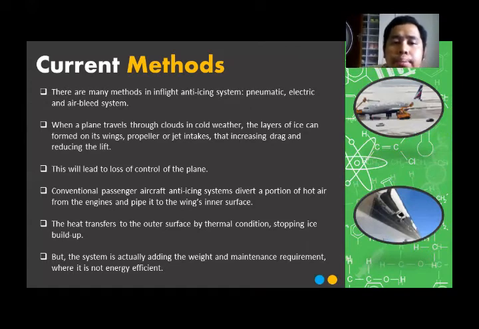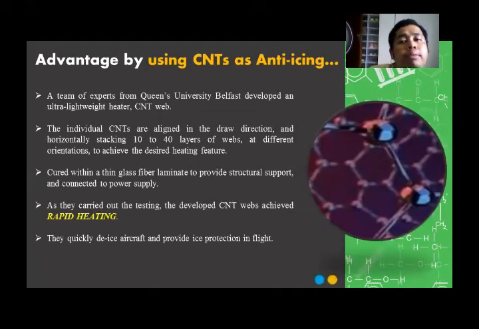The conventional passenger aircraft anti-icing system diverts a portion of hot air from the engine and pipes it to the wing surface. The heat transferred to the outer surface by thermal conduction will stop the ice. However, the system actually adds weight and maintenance requirements, and it is not energy efficient. So by replacing them with the CNT is actually beneficial. How?